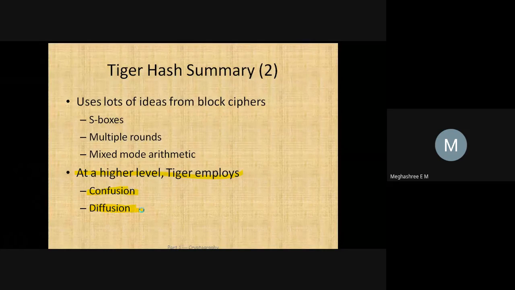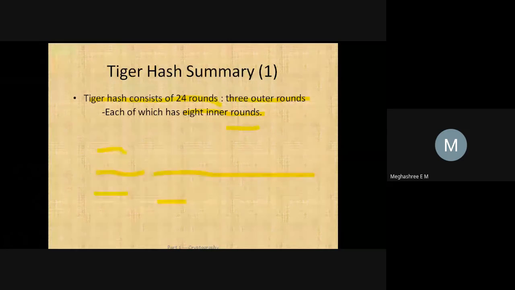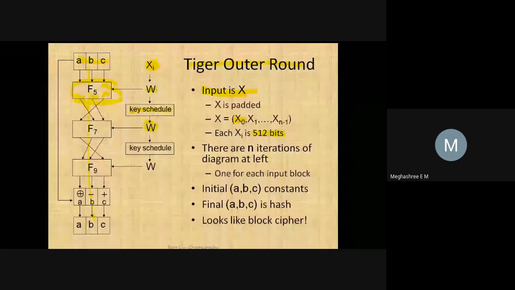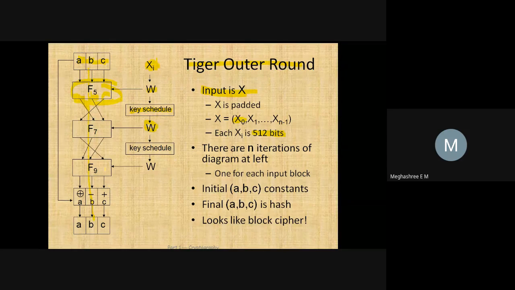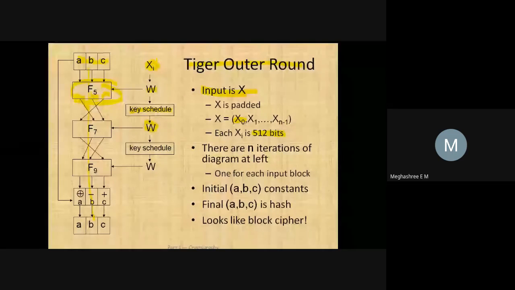Okay, Tiger 1, could you please repeat it? Yes. So this one, Tiger 1 round. The computation starts from the outer round. This calculation happens in 3 rounds, and each outer round consists of 8 inner round calculations. This is the outer round, as I said. This xi is nothing but ABC; xi is divided as ABC. And this xi is of 512 bits. If xi is not 512 bits, it is padded to make it 512 bits.